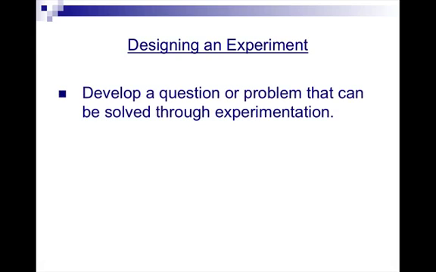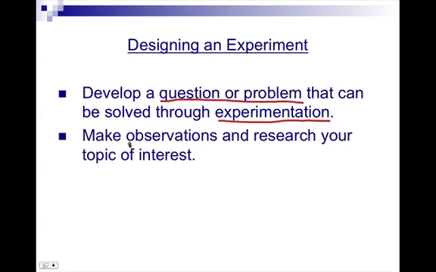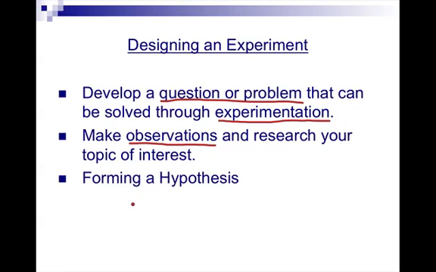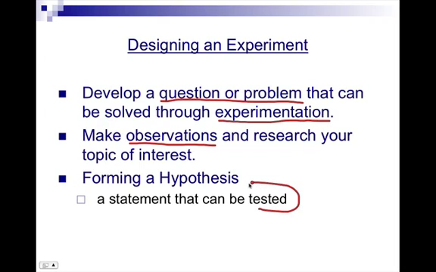Designing an experiment. So, once again, we start by developing a question or a problem that can be solved through experimentation. Then we make observations. Remember, we make observations by using our senses, and we could even research the topic that we're going to do the experiment on. Finally, we form a hypothesis. Remember, a hypothesis is an educated guess. The key here is that it's a statement that can be tested. So it has to be able to be tested.